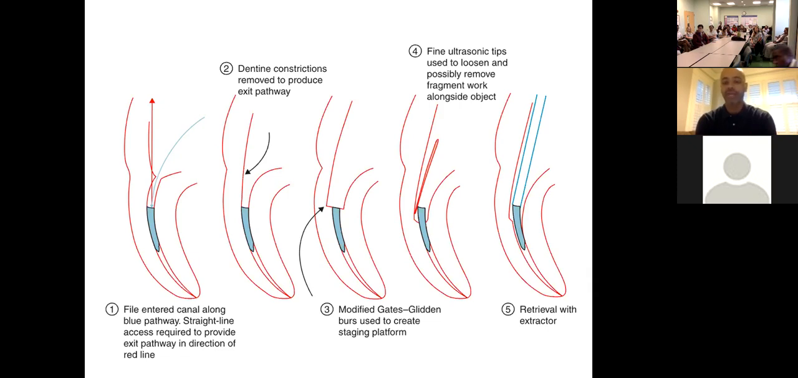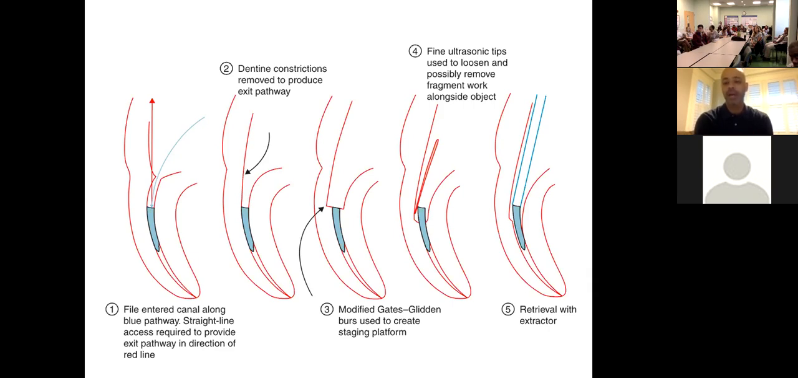It's a very tedious procedure. Go ahead, Dr. Hayes. If you don't have ultrasonics, then what? All right, if you don't have ultrasonics, you should not try to remove a file from the root canal system.